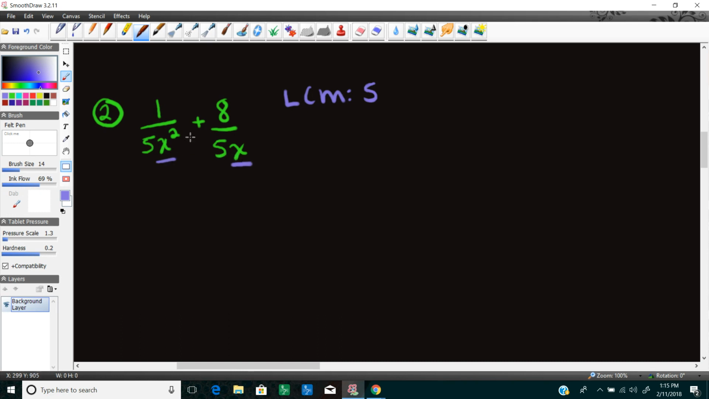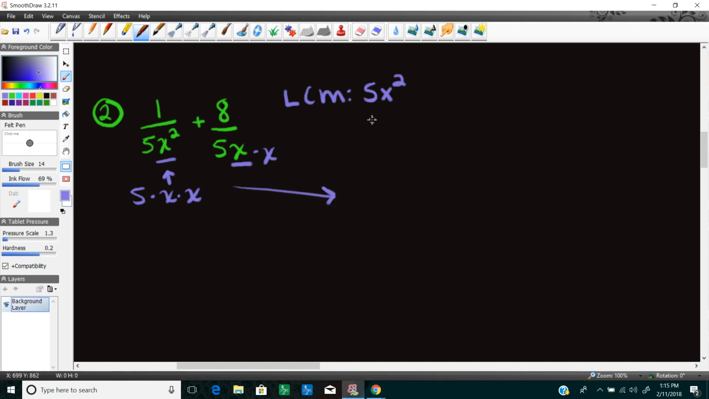So in this case, we have to put the bigger one because there's no way that I'm going to get an x squared out of just an x, if that makes any sense. So another way to think about this is 5 times x for this one. So this one is missing an x. We want them to be the same. Okay, so my LCM is going to be 5x squared.